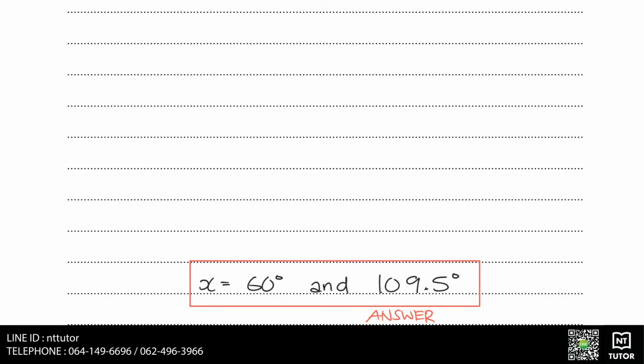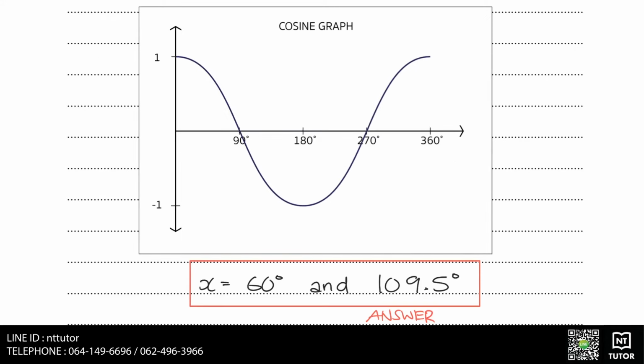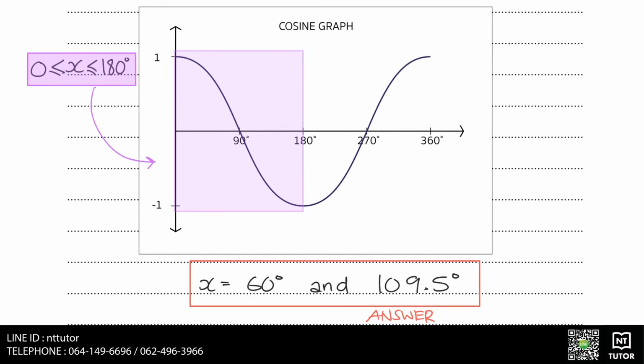We can also find the other angles that might give the same cos values using the cosine graph. Since x is from 0 to 180 degrees, we only care about the purple region on the cosine graph. For cos x equals a half, the first degree that gives cos x equals a half is 60. If we continue the straight line, the other angle is outside the range.